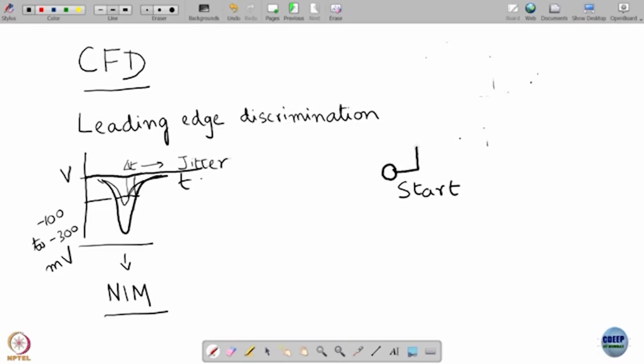Timing jitter is eliminated by using constant fraction discrimination rather than leading edge discrimination. How do you do that? Okay, let us take a pulse like that. So, first thing that happens inside CFD, and it is very easy to understand, is that you divide the pulse into two parts.